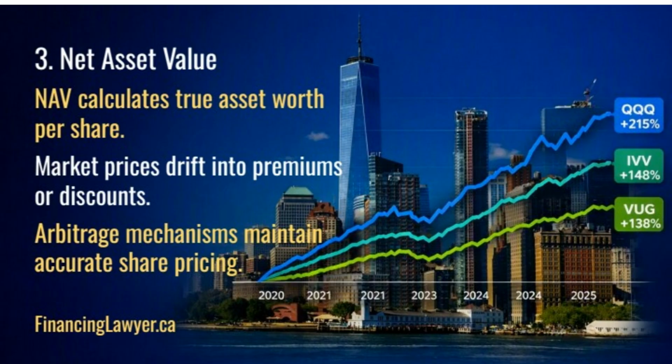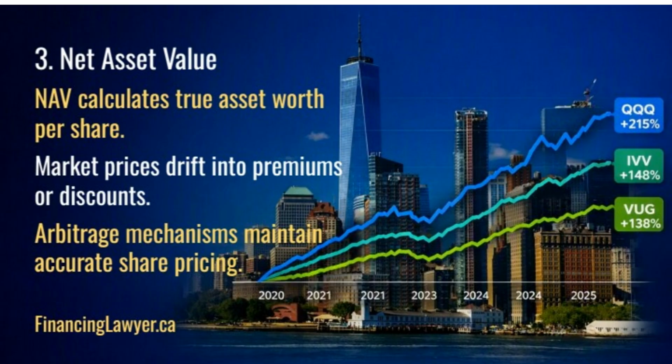NAV represents the actual intrinsic mathematical worth of a single share of an ETF. It is calculated by adding up the total closing market value of all securities, cash, and receivables held inside the fund's portfolio, subtracting any operational liabilities, and dividing that net figure by the total number of outstanding shares. The fundamental difference between traditional mutual funds and ETFs lies in how and when trading occurs relative to NAV.